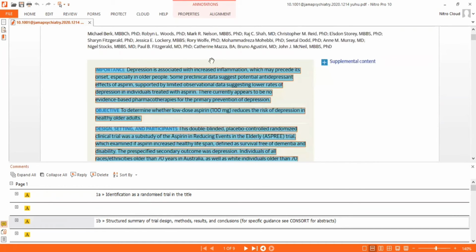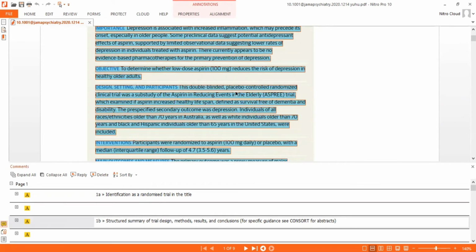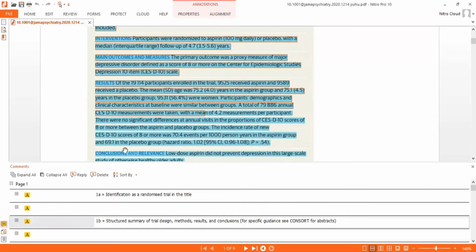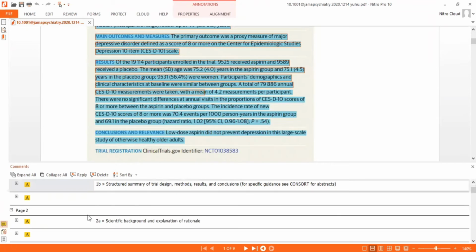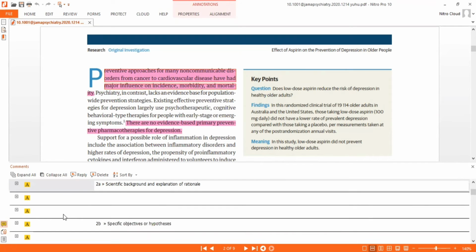The answer is in this abstract. There are trial design, methods, result, and conclusion. Next, point 2A, scientific background and explanation of rationale. Preventive approaches for many non-communicable disorders, from cancer to cardiovascular disease, have had major influence on incidence, morbidity, and mortality.